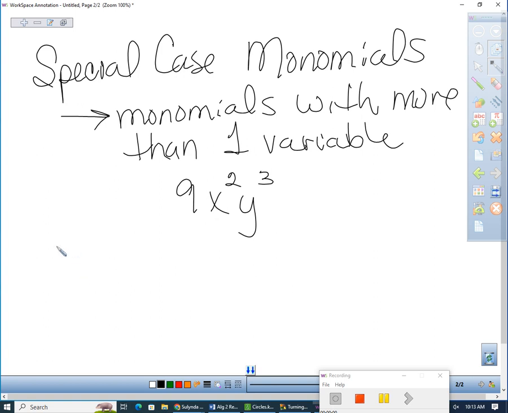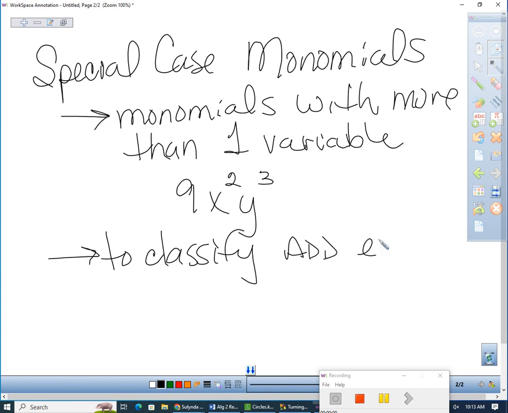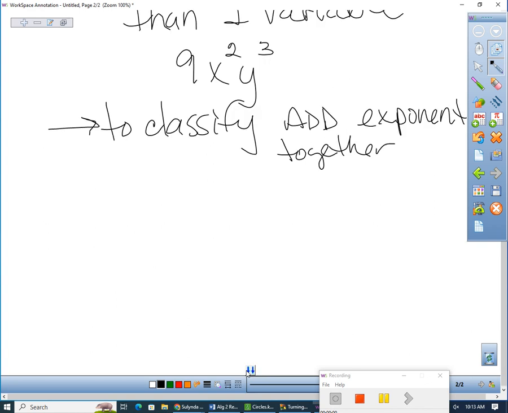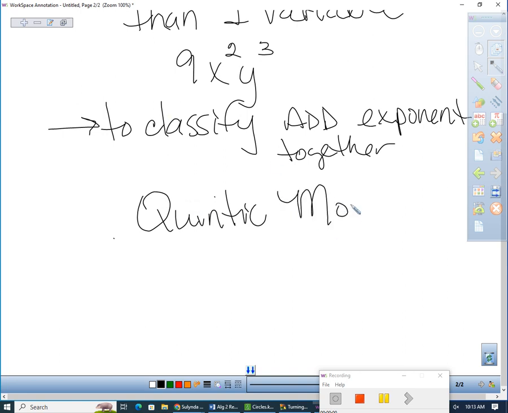To classify this, and it's only on monomials, add exponents together. So in this case, if I add my exponents together, it's all in one term, I get 5. The word for 5 is quintic. And this is, again, only one term, so it's a monomial. Okay? So here's example number 3. Still part of that 8 to 28.